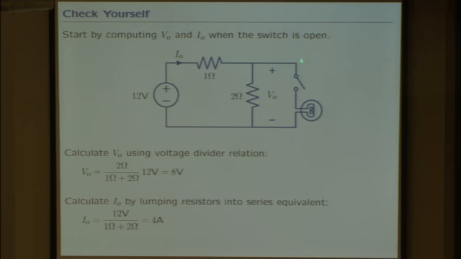Before you close the switch, you can just ignore this, and you can calculate V naught just from a voltage divider relationship. Right? That's clear. So you can see that when the switch is open, V naught is going to be 8 volts. And when the switch is open, you can figure out the I naught by lumping these two resistors together to make a 3 ohm resistor, and you see that I naught is 4 amps.